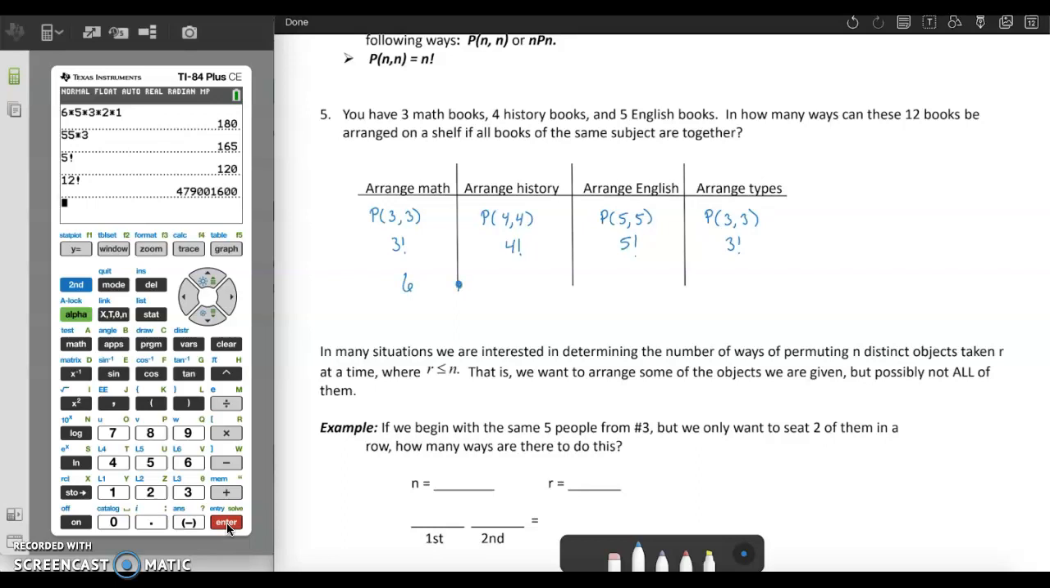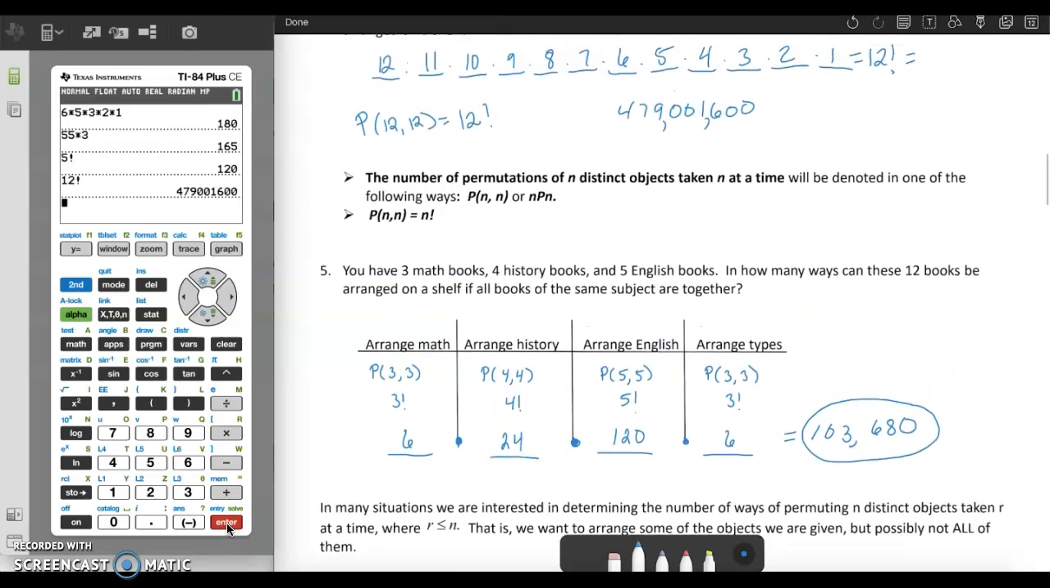Again, we're multiplying. This is that same rule. 4 factorial is 4 times 3 times 2 times 1, which is 24, times 5 factorial we've already done in this sheet, which is 120, and then another 6. So if we multiply all these out, we get 103,680 ways.